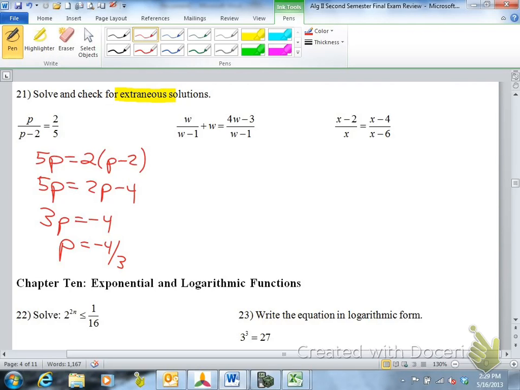They say watch out for extraneous solutions. Extraneous solutions are when your denominator would equal 0. You don't want p-values in this case that would give a 0 in the denominator. So you would say p cannot equal 2. That would be extraneous. So in all of our work, if we got 2 as an answer, we'd have to cross it out and throw it out. We thought it was an answer, but it's not really. On the next one, what would be extraneous?